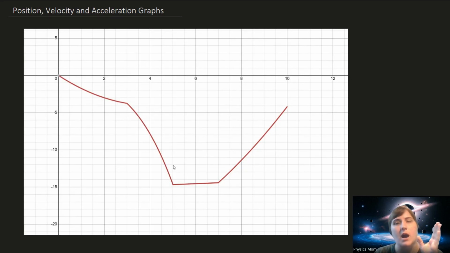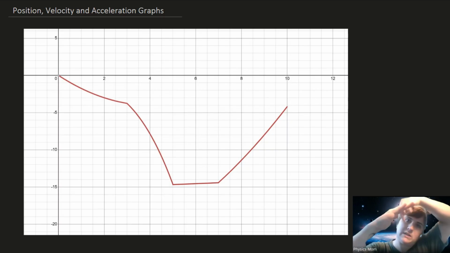And then I can look at the motion from 3 to 5 seconds as the opposite. Now it's still traveling to the left, or whatever the same negative direction I've set up is. But in this case, the velocity is still negative because the slope of the graph is still negative. But this time we see the concavity is flipped. The curvature is now pointed downwards.